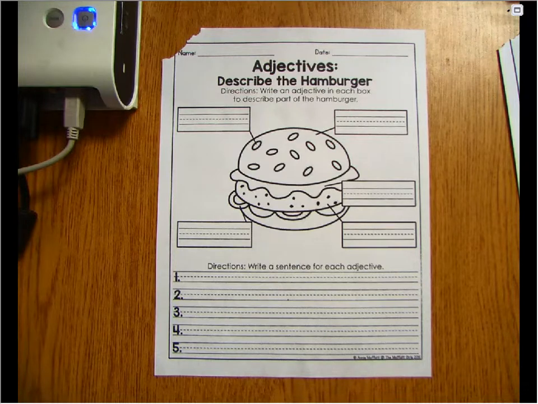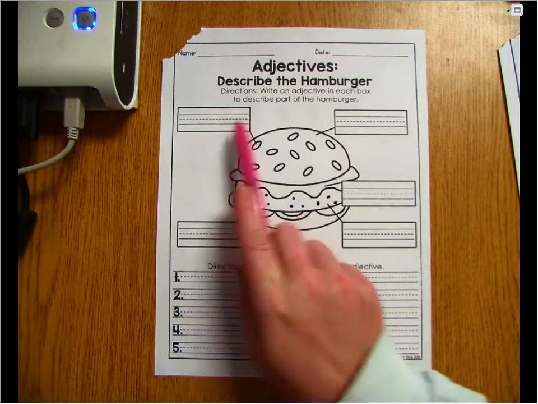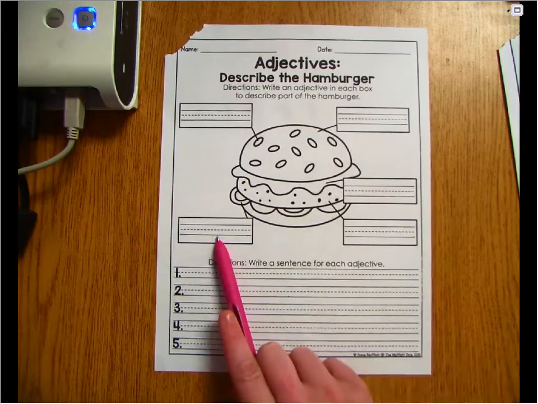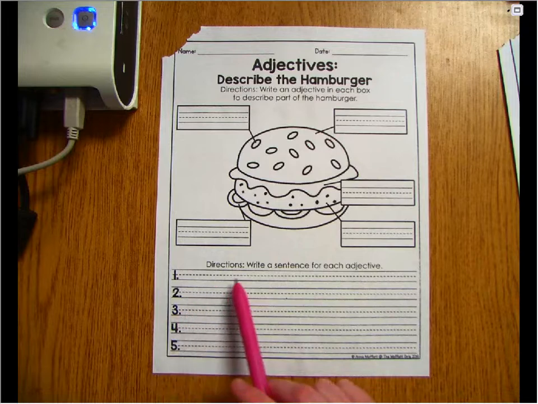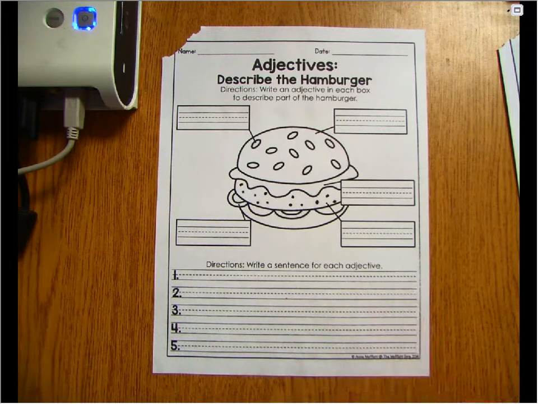So on this paper, they are wanting us to describe the hamburger and write an adjective in each box to describe part of the hamburger. So parents, you can help your child come up with different words to describe the hamburger. And if they can't spell it, you can help them spell it as well. And then we're also going to be coming up with a sentence for each adjective. So they might need some help with that too.